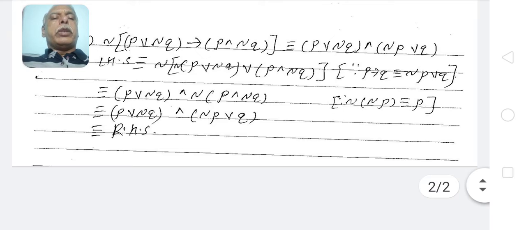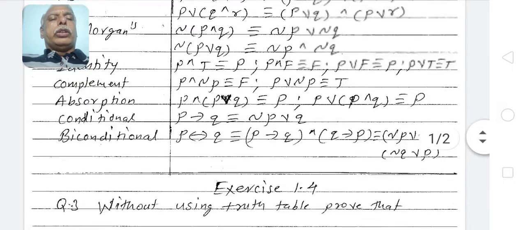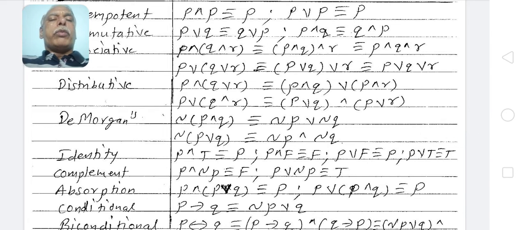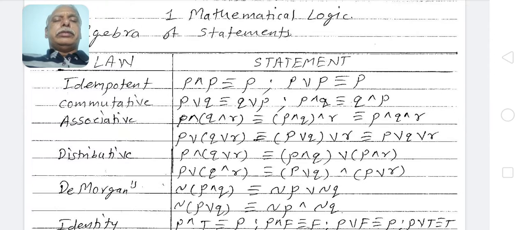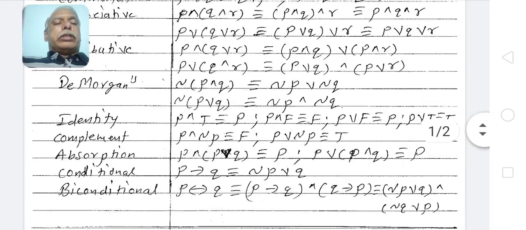And this is a simple process, but you have to know the different laws and the meaning of those laws. Some names of the laws are tricky or difficult. You have to learn this by heart. There is no other alternative shortcut. You have to learn this.